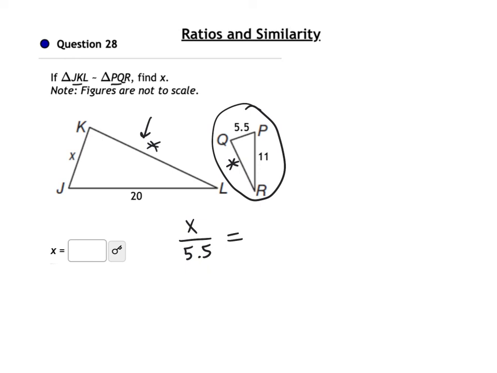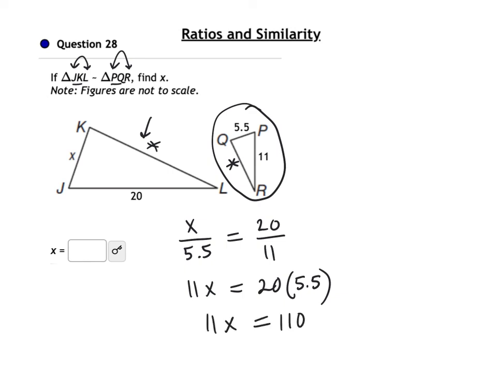I'm back to the big triangle. 20, which is JL, the outside two, would correspond with PR, which is the outside two. PR is 11. Cross multiply: 11x equals 20 times 5.5, and 20 times 5.5 is 110. 11x equals 110. I'll divide both sides by 11, and x is 10.